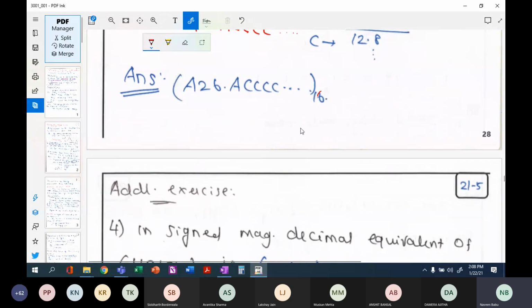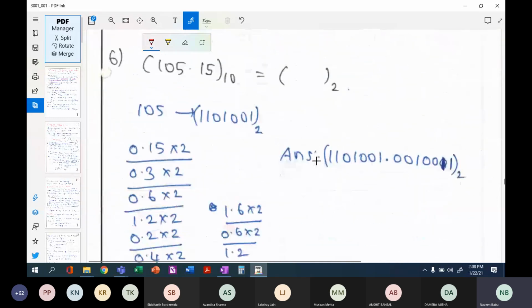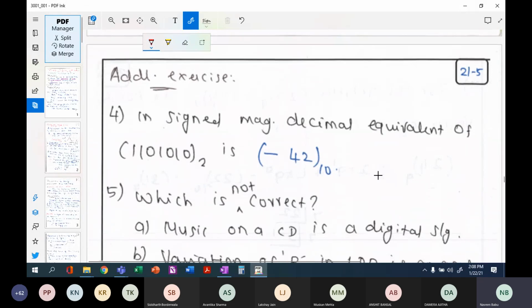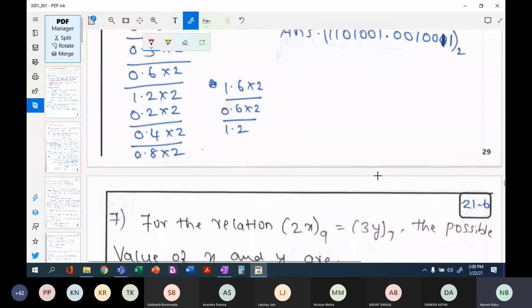Okay, so we'll come back to these additional exercises later because this requires some understanding of signed numbers. Today we will start with a new chapter and a new portion in number system, which is called signed numbers. Before that, one more tricky question here.